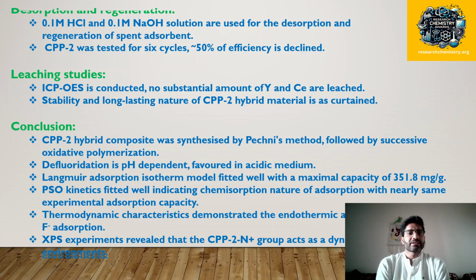Here, 0.1 molar HCl and 0.1 molar NaOH solution are used for the desorption and regeneration of the spent adsorbent. So CPP2, as we have discussed, was tested for 6 cycles and nearly 50% of efficiency declined. In order to further conclude, leaching studies were also conducted, ICP-OES was conducted, and no substantial amount of cerium leached. The stability and long-lasting nature of the CPP2 hybrid material is also confirmed. And in conclusion, CPP2 hybrid material was synthesized via Pechini's method, followed by successive oxidative polymerization, and defluoridation is pH dependent, favored in acidic medium.